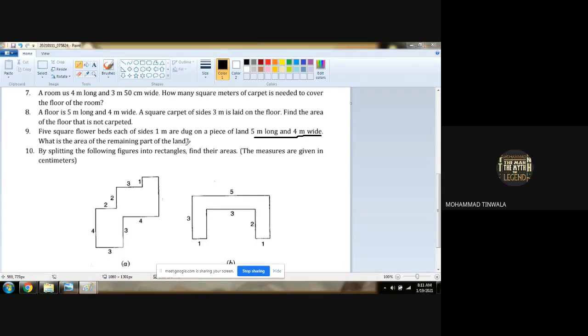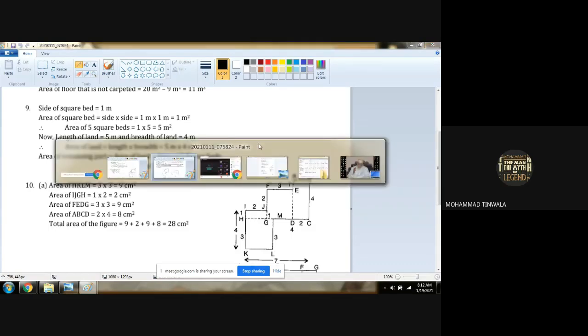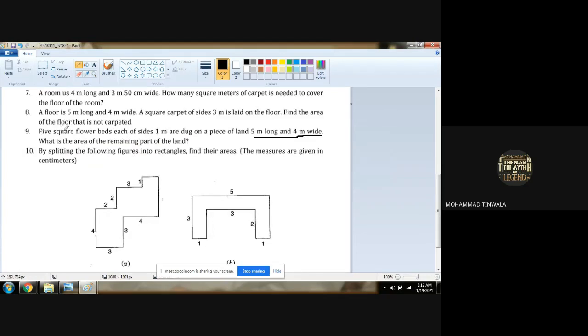Are you getting the question? What does it mean? What does it mean in this question? Five square beds, each of side 1 meter, are dug on a piece of land 5 meter long and 4 meter wide. What is the area of the remaining part of the land?